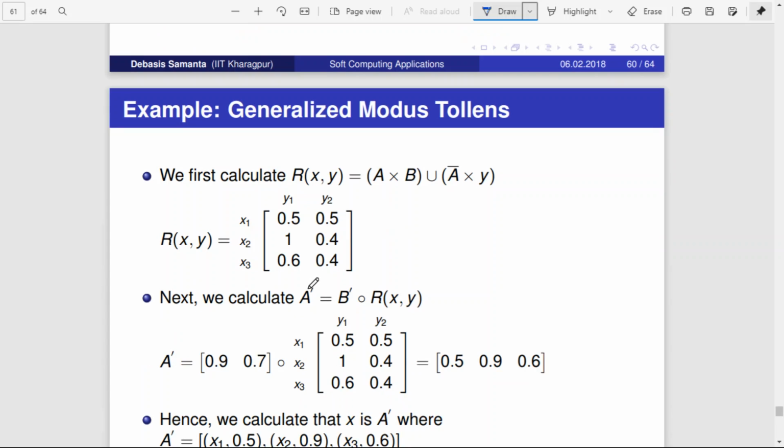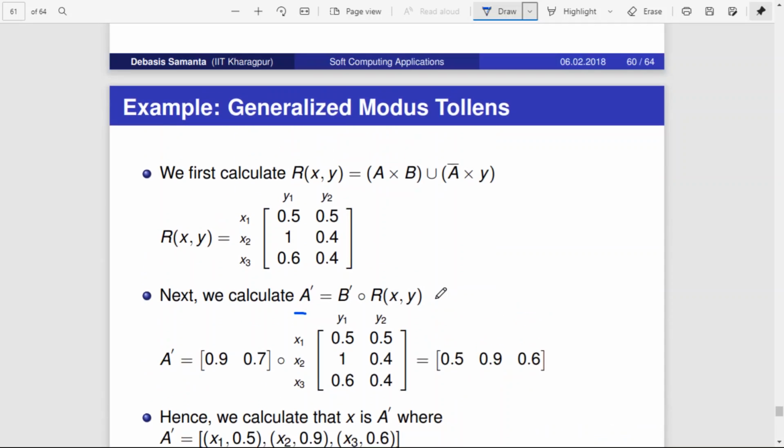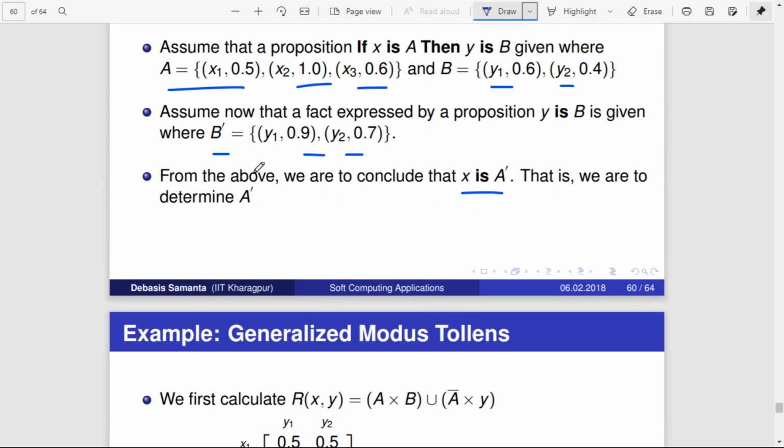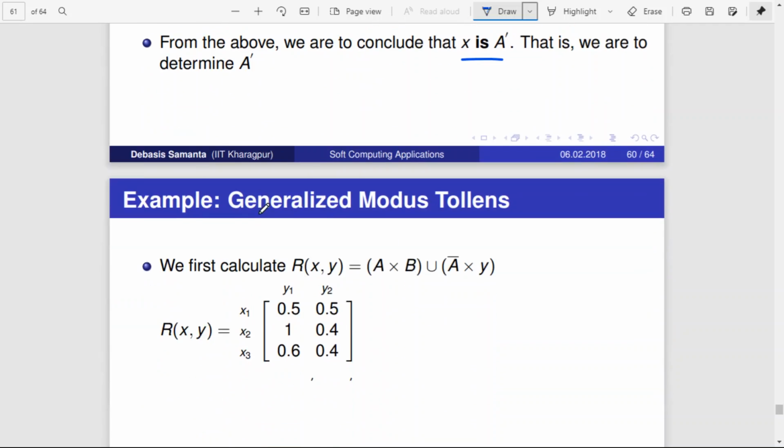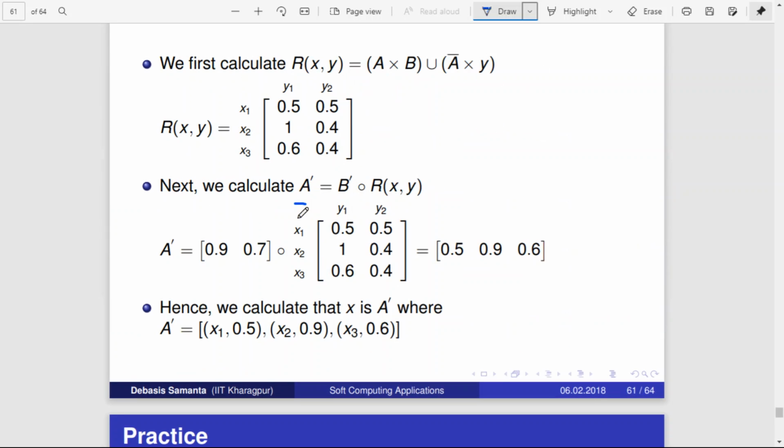Okay, but now we have to calculate A dash. A dash is given as B dash composition R. Here B dash is given as 0.9 and 0.7. So we take the composition of this. But now there is a little issue. You cannot do this composition because here we have two values and here we have three values. So we will represent this in a different way.